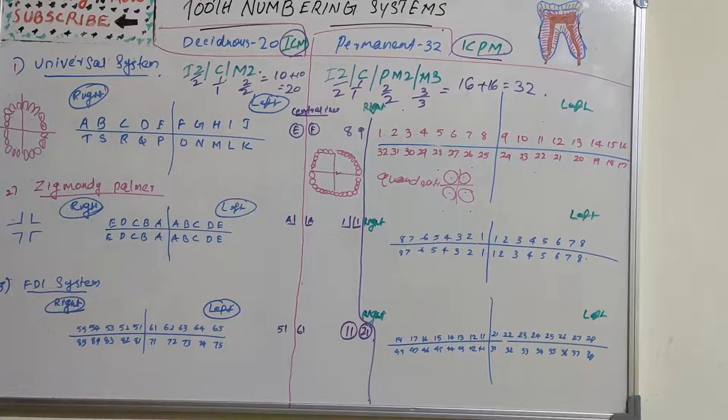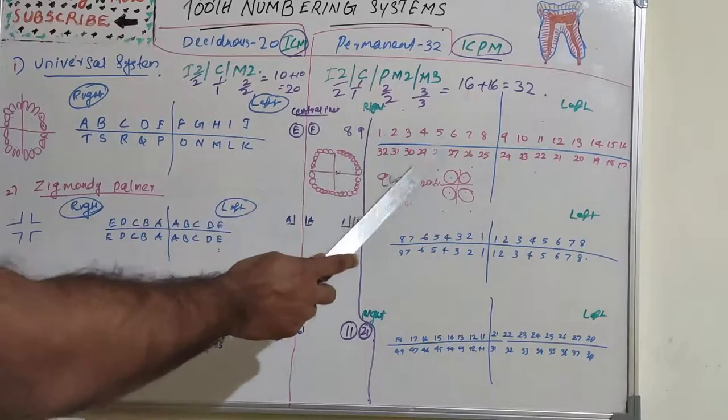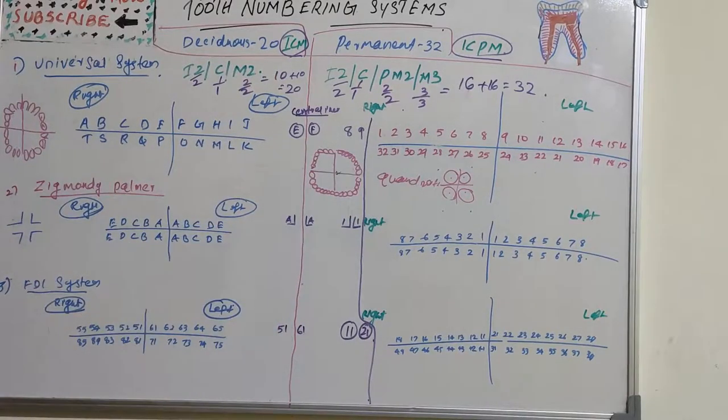So that is just the introduction part, and there are lots of differences between deciduous and permanent dentition that will be dealt with in the next session. So let's see the three systems of tooth numbering. The common one is the universal system. It uses alphabets in deciduous dentition and numbers in permanent dentition.